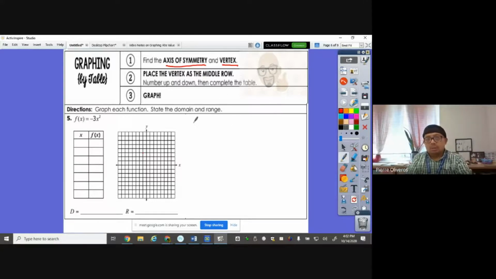Okay, so again, to find the axis of symmetry, if we're given f of x equals negative 3x squared, x equals negative b over 2a. There's no b there, so it's negative 0, which is going to be 0 also. 2a is negative 3 times 2, so that's going to be 0 over negative 6, which is still 0. So the axis of symmetry is x equal to 0.